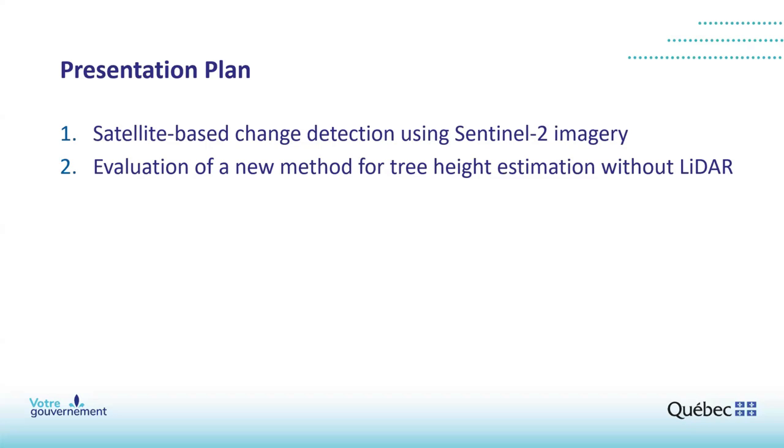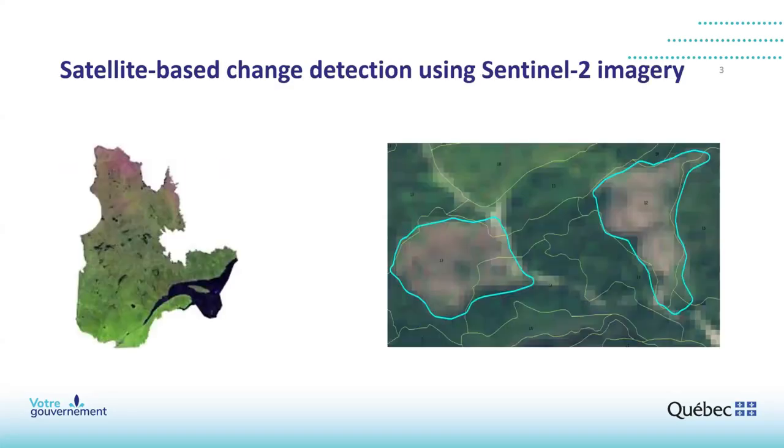In the second part, I will introduce an evaluation of a new method for estimating tree height without relying on LiDAR. This method is based on photogrammetric point clouds and aims to assess whether reliable height information can be obtained from aerial imagery alone. Just to set the expectation, the second part is still a work in progress, so consider it more like an introduction to ongoing research than a final result.